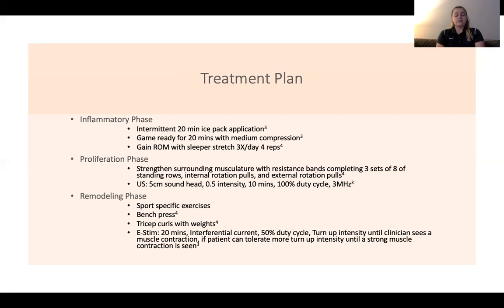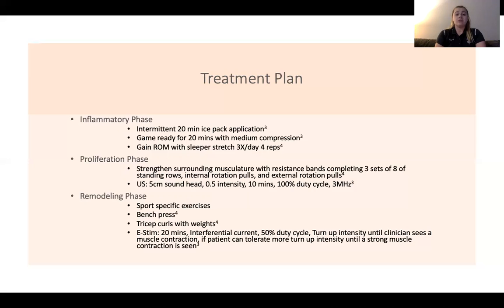So once a rotator cuff tear has been sustained, what do we do next? Well, we have to control inflammation. And in the inflammatory phase, which is the first phase of healing, this is crucial. So what I would do is, I'm a big fan of the intermittent 20-minute ice pack application, a good way to control inflammation and try to keep it down.